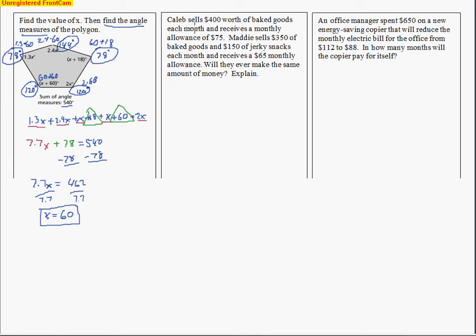And looking at the next one, it says Caleb sells $400 worth of baked goods each month and receives a monthly allowance of $75. So a monthly allowance is $75.